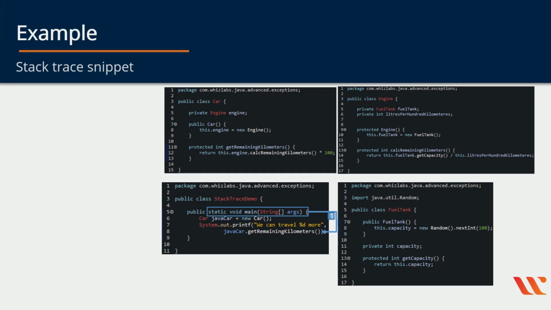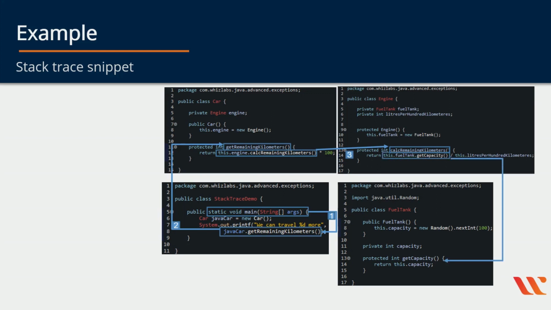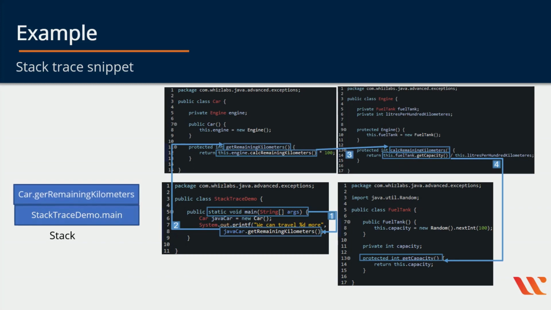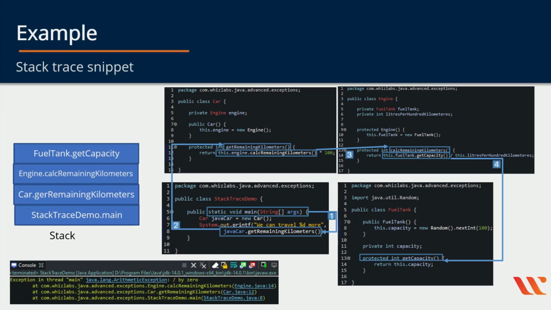Let's examine the workflow. The main method calls getRemainingKilometers on our Car object. getRemainingKilometers of the Car object in its implementation calls calcRemainingKilometers of the Engine class and multiplies it by 100. To calculate its value, the Engine class gets the capacity of its fuel tank, and it divides the value by liters per 100 kilometers. So the stack trace would look like the following. And the output is as follows.